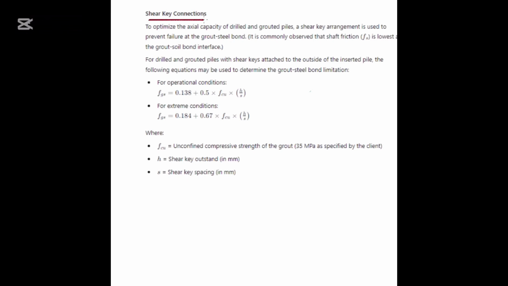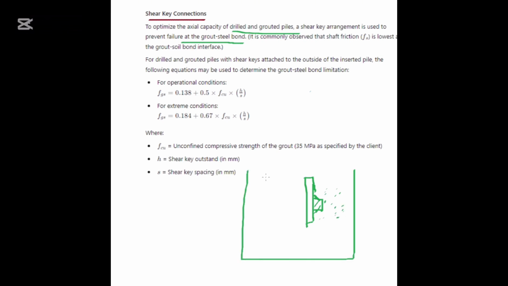Next is shear key connections. To optimize the axial capacity of drilled and grouted piles, a shear key arrangement is used to prevent failure at the grout steel bond. You can see this is the shear key, and inside there will be grout. This is the steel surface, this is the pile wall thickness, and this is the shear key. The shear key is welded to the pile, grout is inside, and the rock layer is also there.